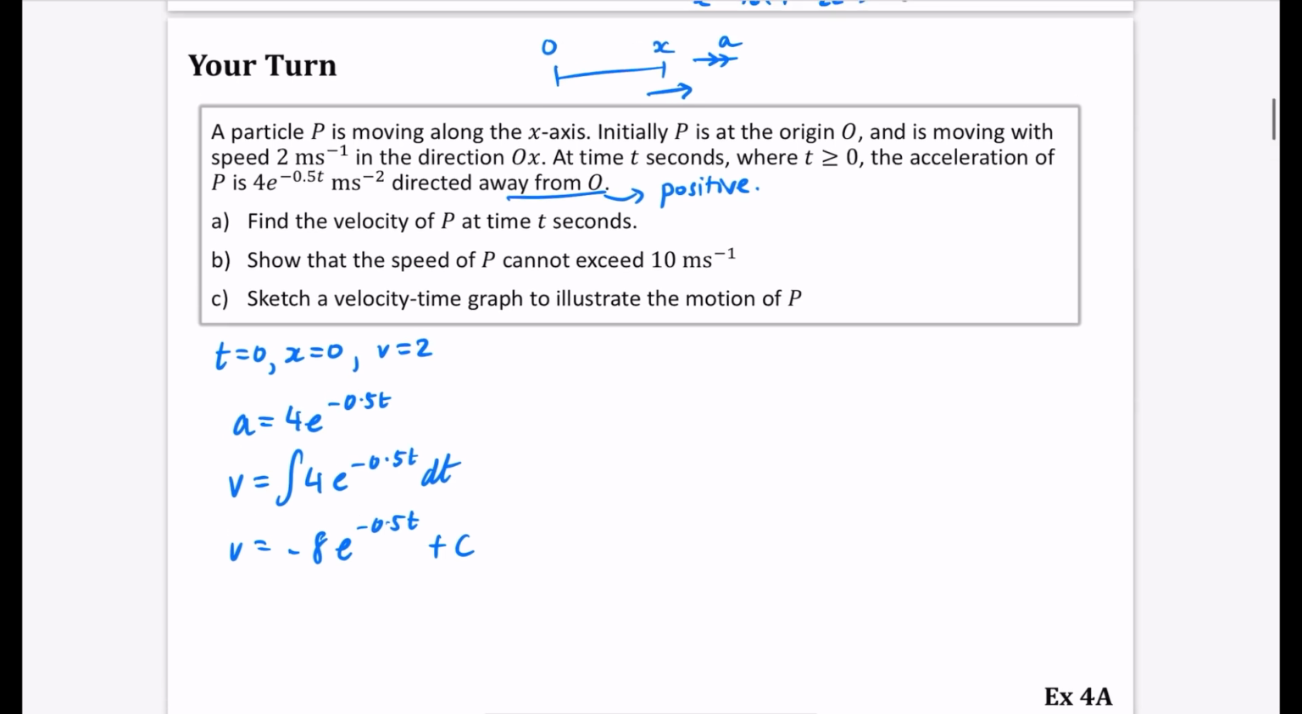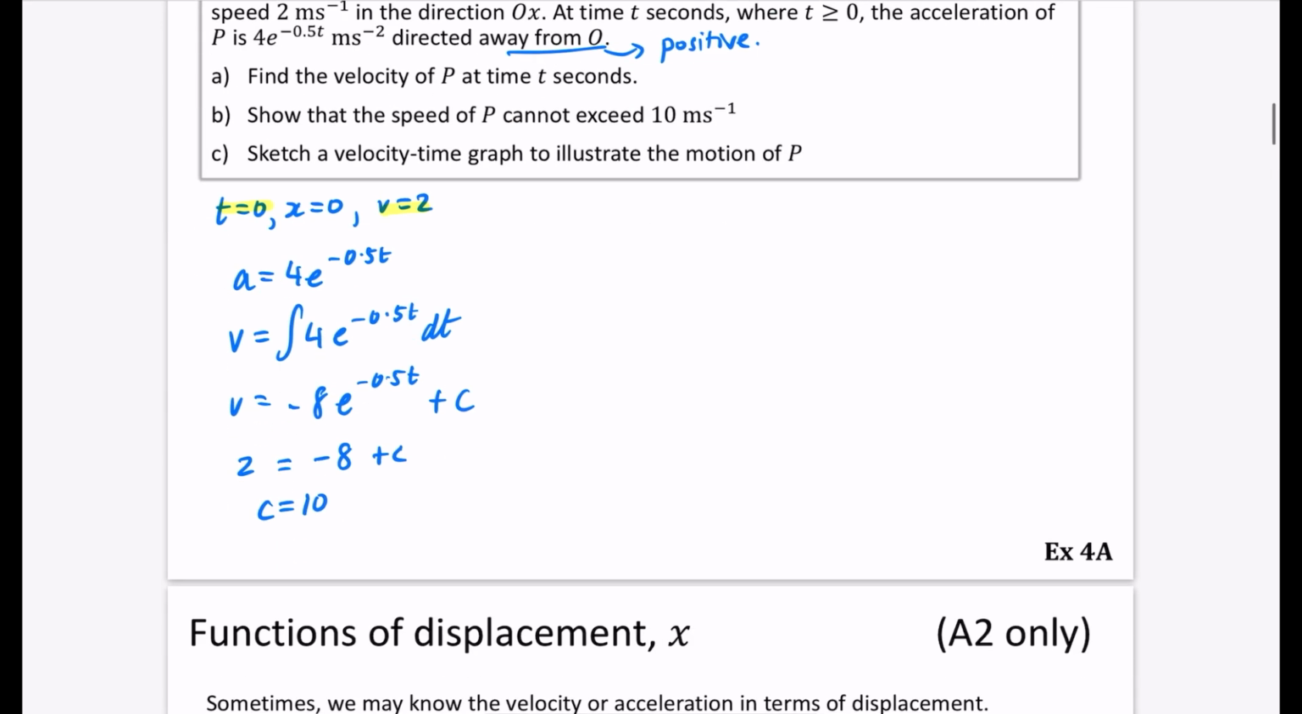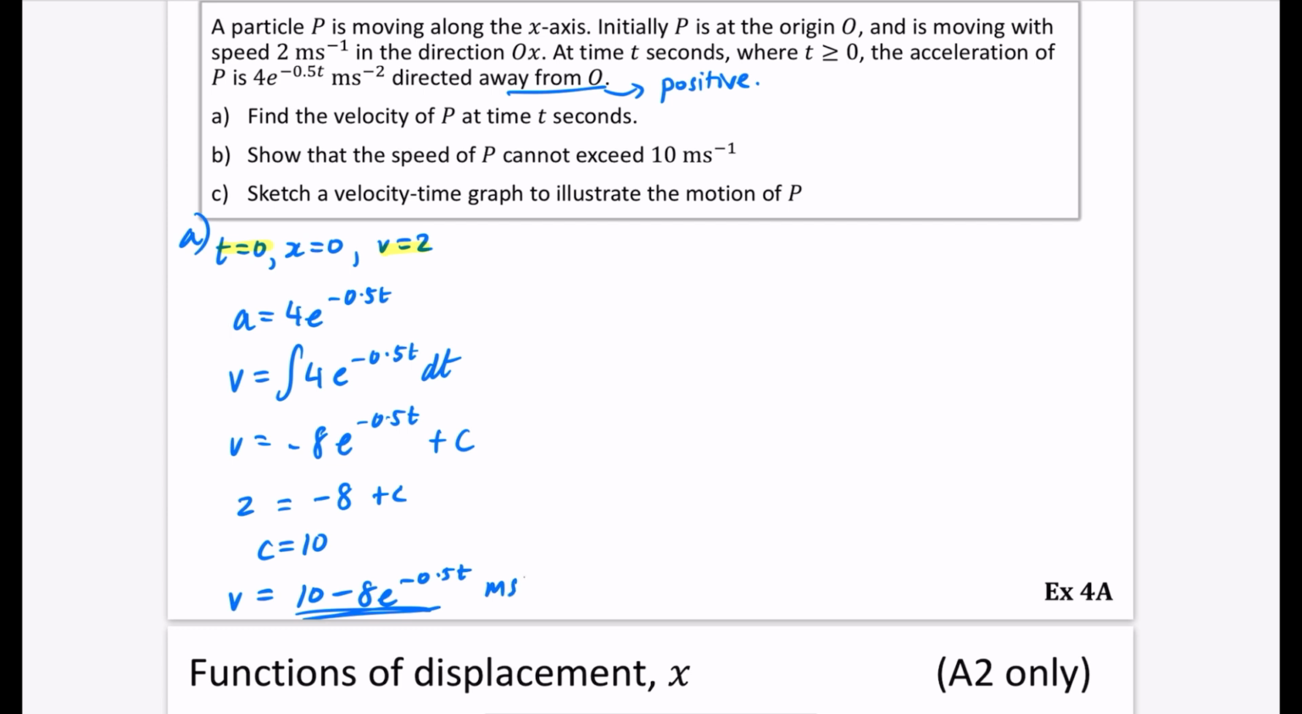Now, is there anything else that we know about this? We said initially, here we go, these are the facts that we've got, so we can use that to find out what c is equal to. So 2 is equal to minus 8, because e to the 0 is 1, plus c, and so c is equal to 10, which means that our velocity is equal to 10 minus 8e^(-0.5t). I've just written the c part first because I prefer starting with a positive term. And that's our velocity in meters per second.